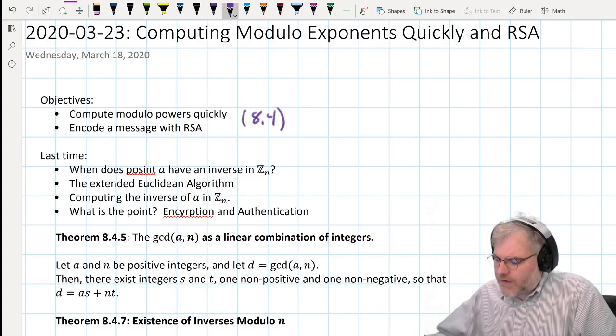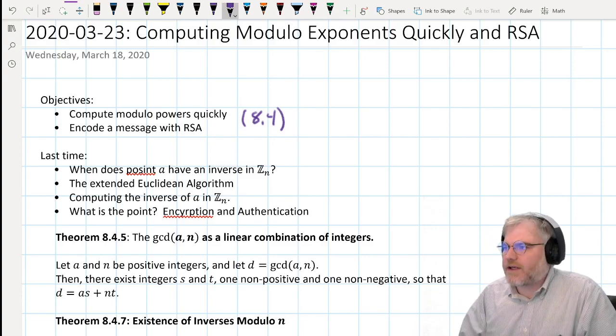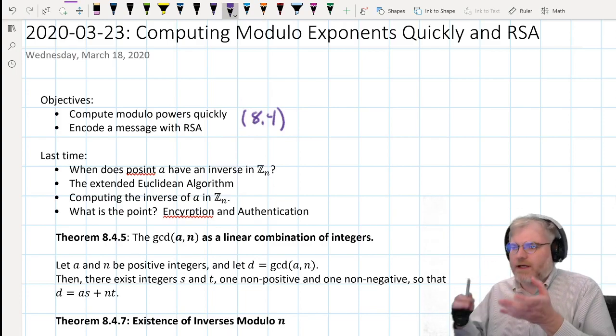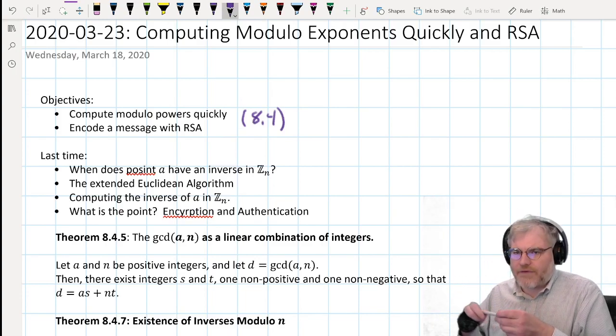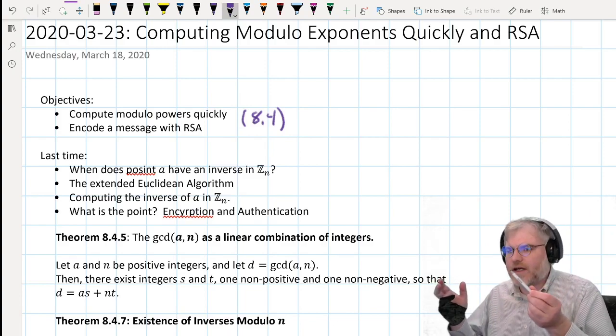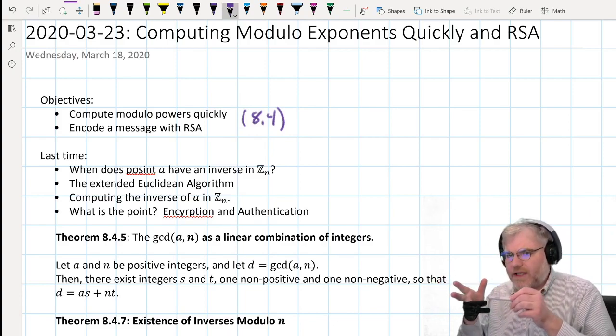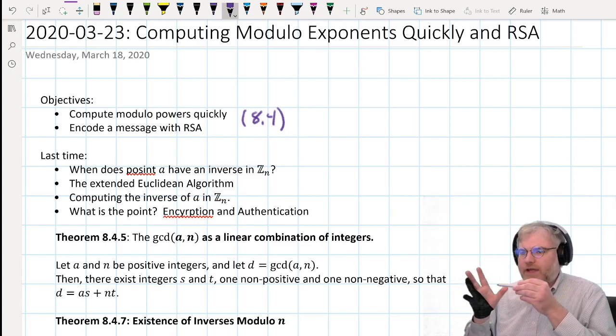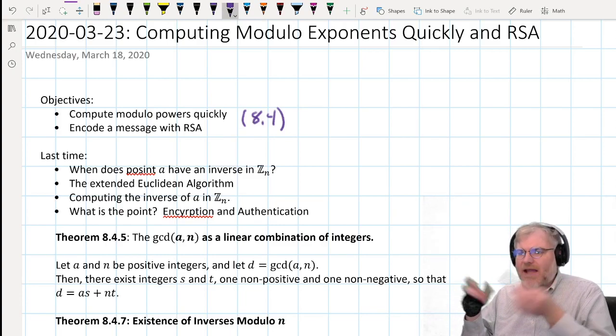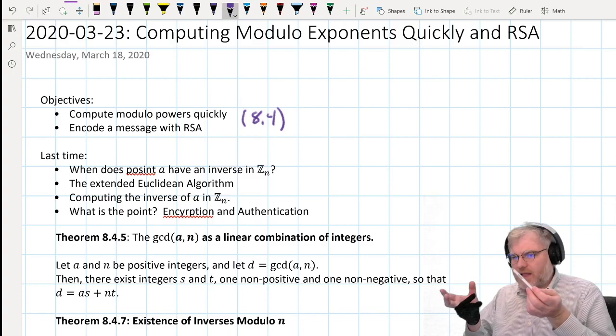So last time we talked about when does a positive integer have an inverse modulo n. Now, recall that if n is prime, then every number has an inverse.